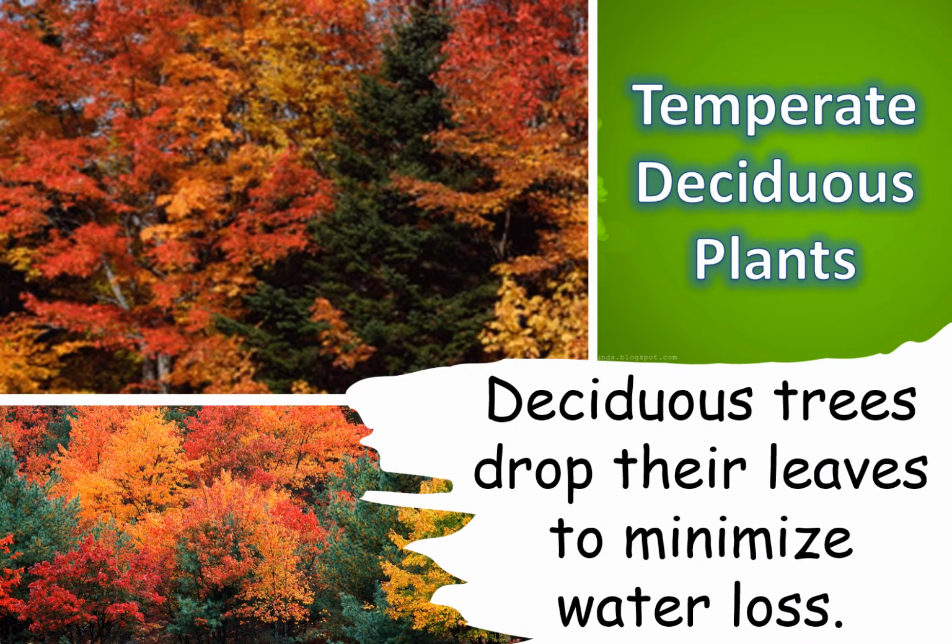For the plants in temperate deciduous forests, we call them deciduous trees. Deciduous trees drop their leaves to minimize water loss. A temperate deciduous forest is made up of layers of plants that depend on certain factors such as climate, soil, and the age of the forest.